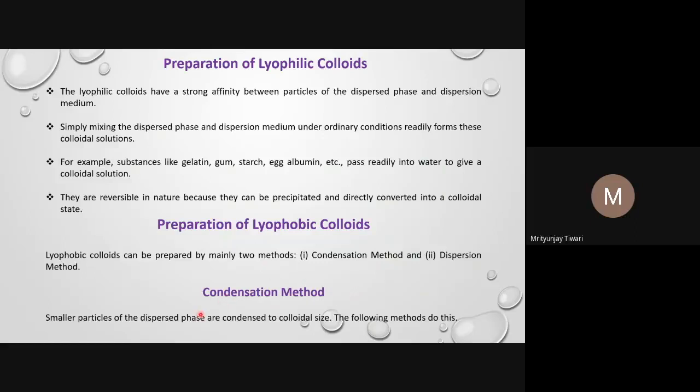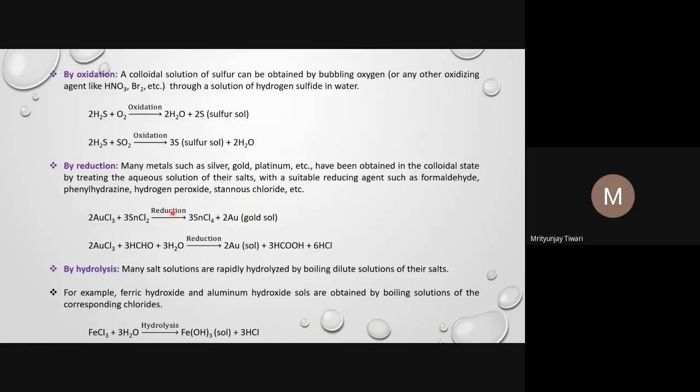The condensation method means the smaller particles of the dispersed phase are condensed to colloidal size. And there are certain methods by which we can make colloids using condensation, and different colloidal particles require different methods to be prepared. So some colloidal solutions are made by oxidation.